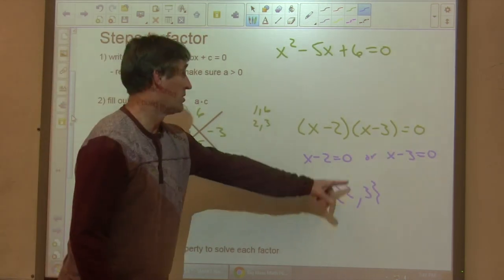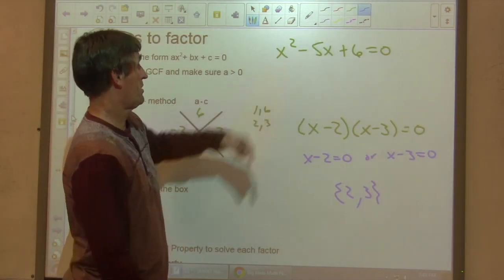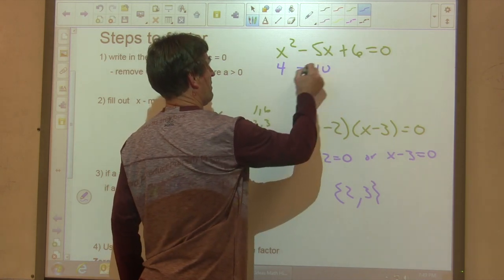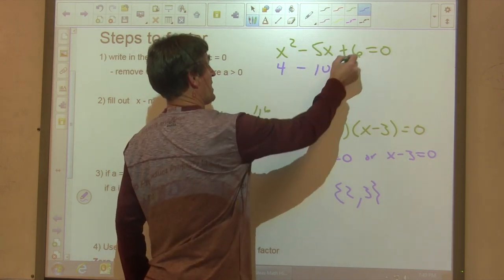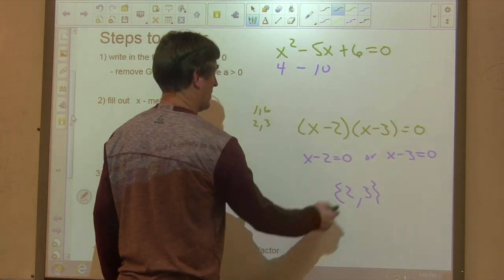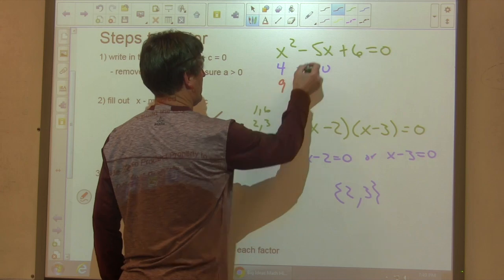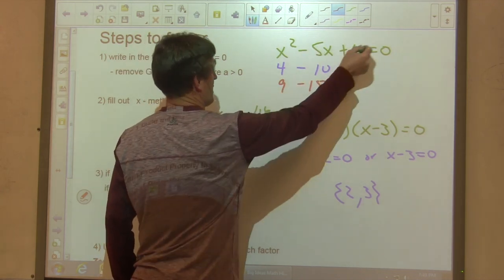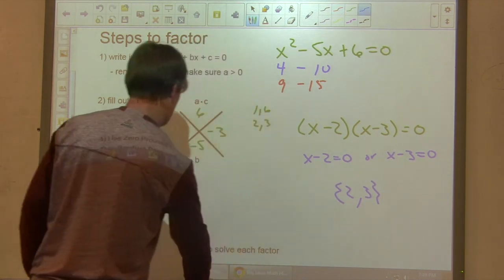And again, on all of these, you can check them. Just plug in 2. 2 squared is 4. Minus 5 times 2 is 10. 4 minus 10 is a negative 6. Plus 6 is 0. So 2 worked. Let's plug in 3. 3 squared is 9. 5 times 3 is 15. 9 minus 15 is a negative 6. Plus 6 is 0. So I know I got them right.